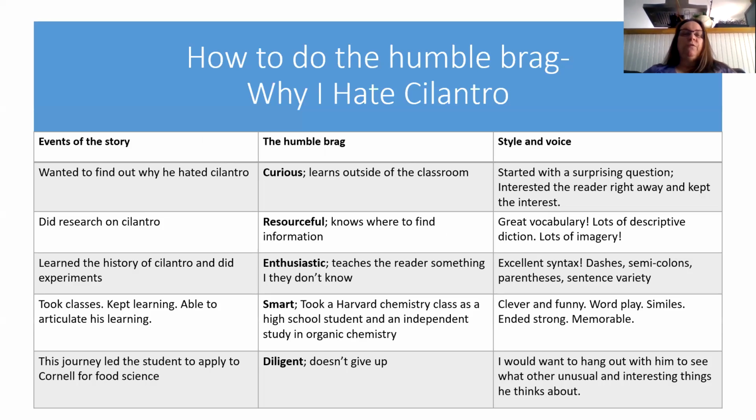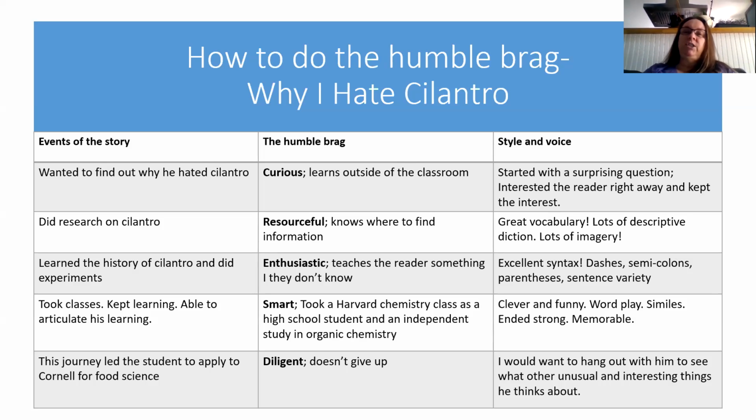I made a chart. So for starters, it tells a narrative that has a beginning, a middle, and an end. So he wanted to find out why he hated cilantro. He did some research on cilantro. He learned the history of cilantro and did experiments. And in doing these experiments, he even found out the perfect recipe for cookies. He took classes, he kept learning, he was able to articulate this learning, and the learning took place outside of school. And then the journey led to the student applying to Cornell specifically for a degree in food science. So it's a complete, satisfying journey that has a great ending.